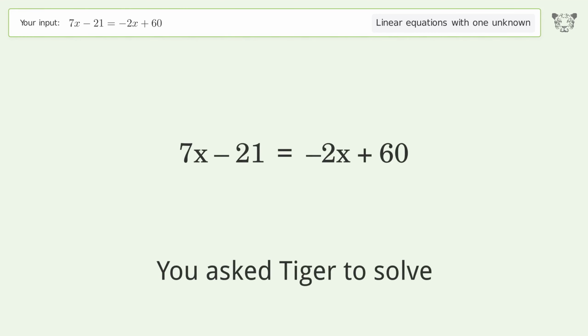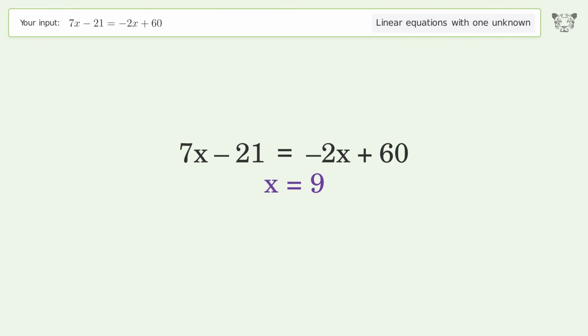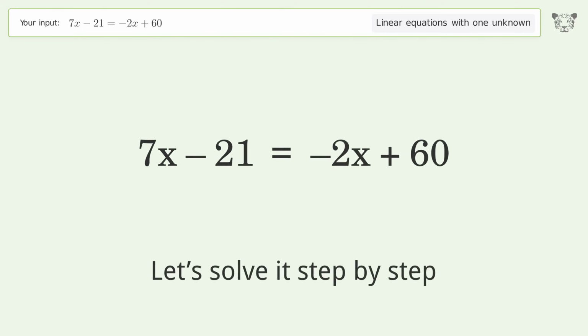You ask Tiger to solve. This deals with linear equations with one unknown. The final result is x equals 9. Let's solve it step by step.